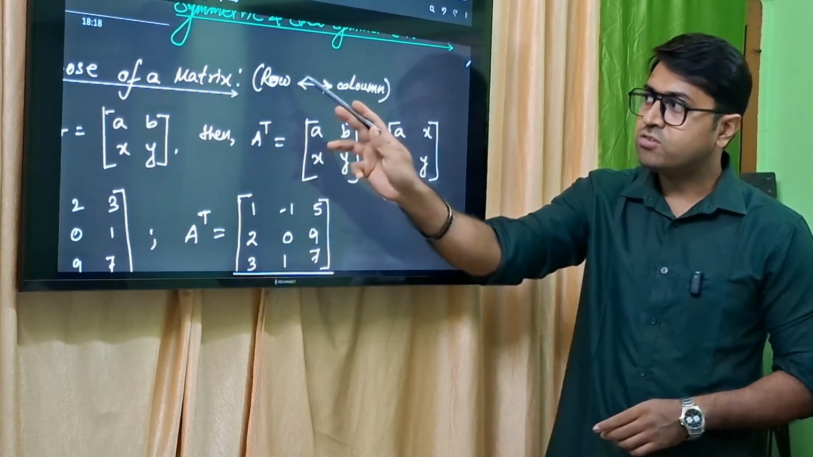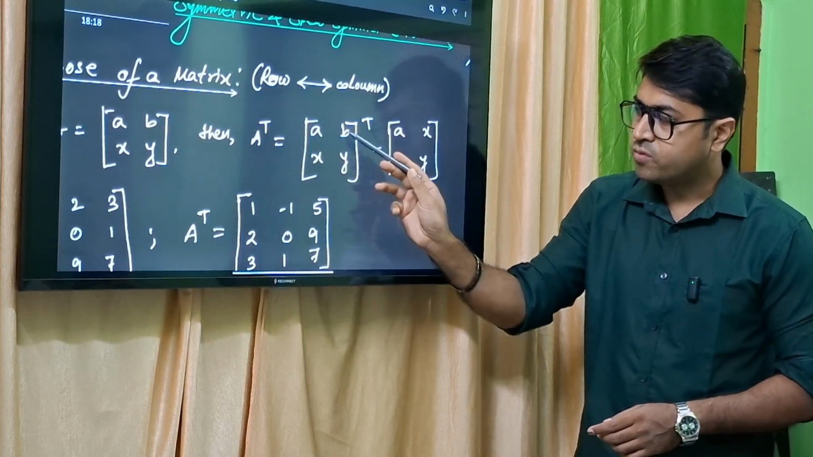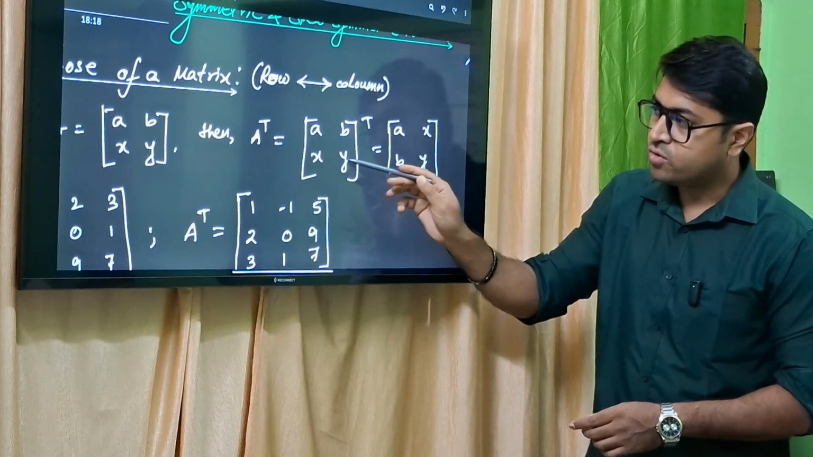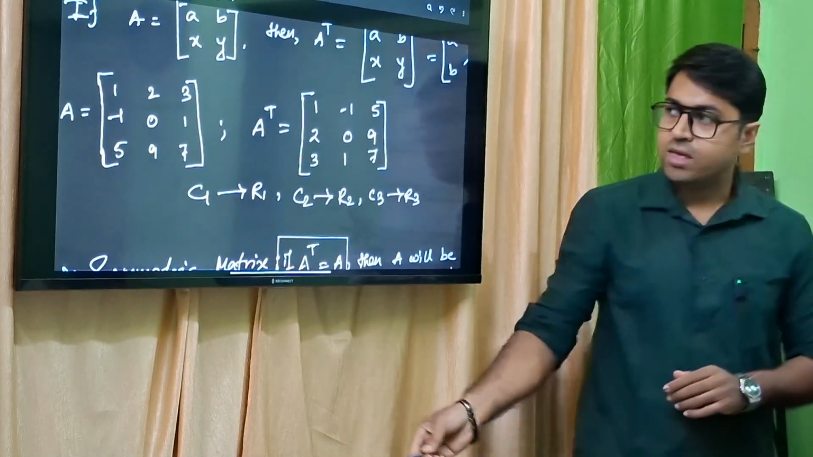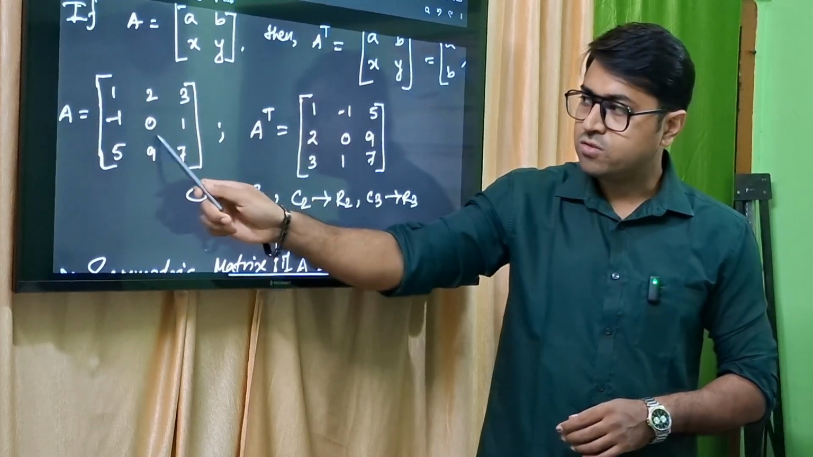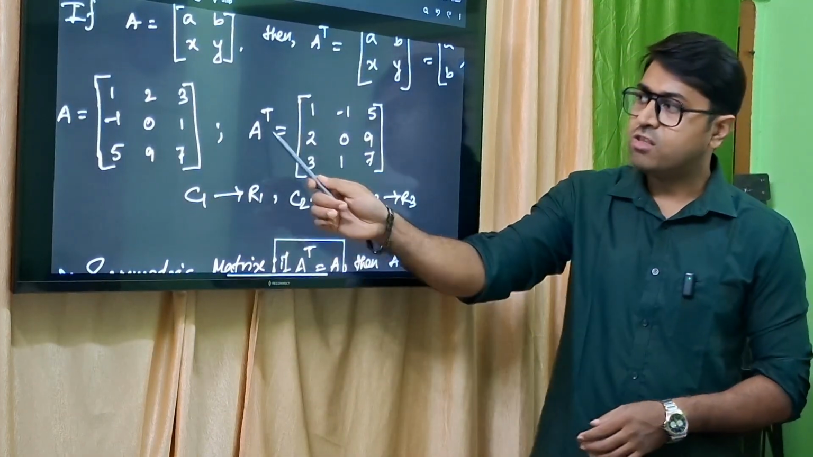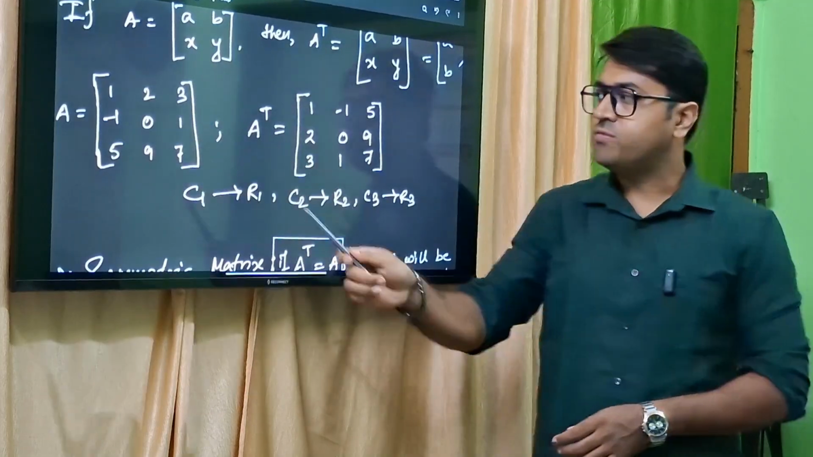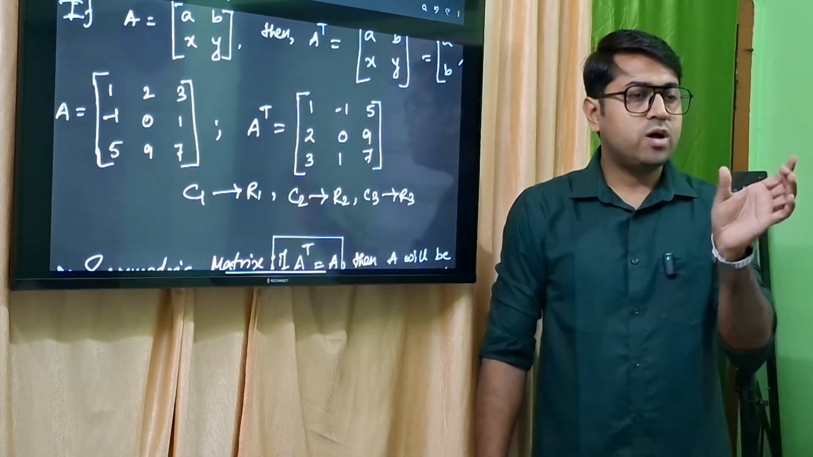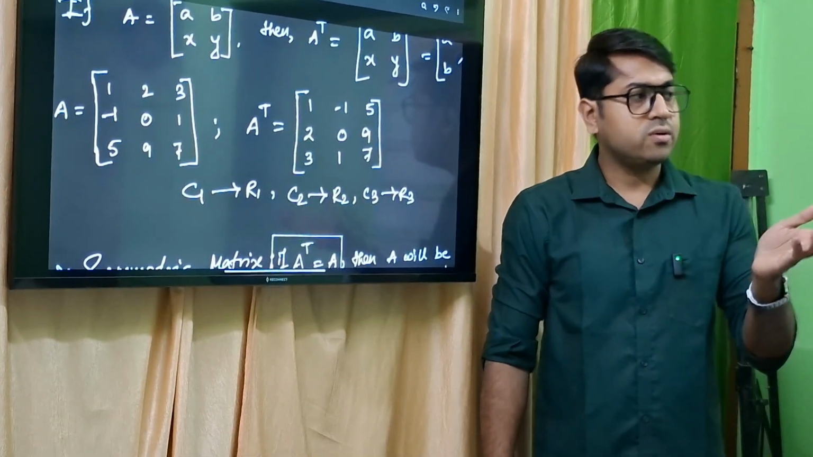That means rows will get shifted to columns, meaning the first row will get shifted to the first column, the second row will be shifted to the second column. In that manner, if you see the example, A equal to 1 2 3, minus 1 0 1, then 5 9 7, so A transpose will be the transpose of the matrix. That means all the rows will be shifted to columns. So you can think that rows are shifting to columns, or columns can also be shifted to rows.